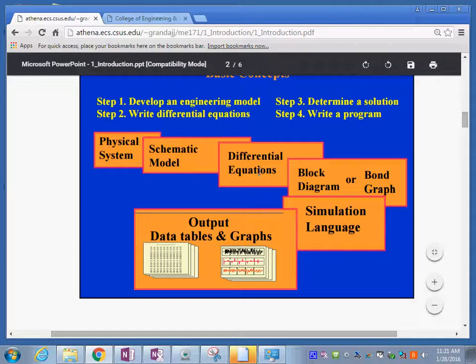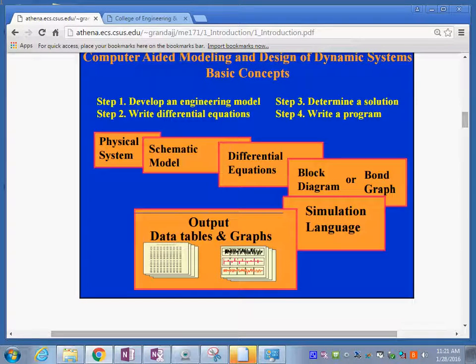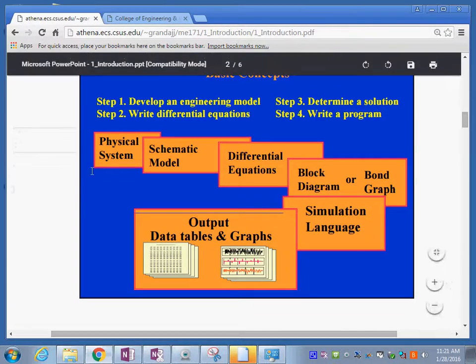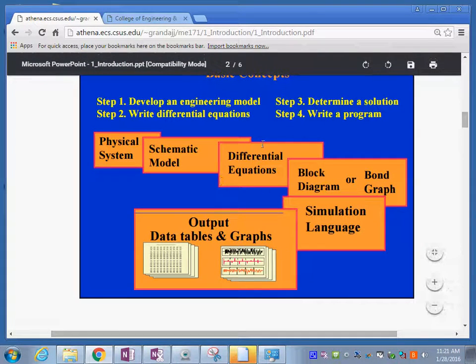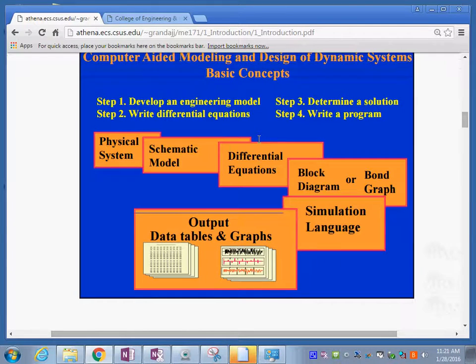So this is the process that we will be using for doing this representation of reality. We start with a physical system. We go to a schematic model, or a little drawing of what our system is like and the different elements that it has. Then somehow we need to get the differential equations. This is the point where different methods do different things. Either you know how to derive these equations, or you have the computer do it for you.